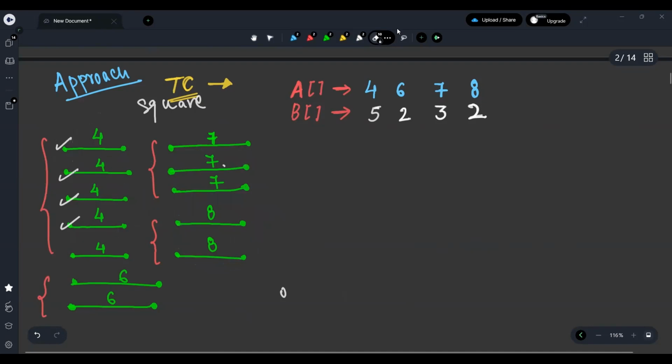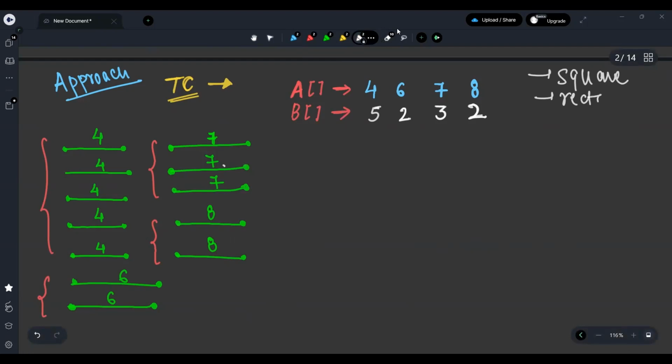And now this will be, yes. So let's first create the rectangle. Initially what I had done, I had created the square, then I had created the rectangle. Now what I am doing, let's create the rectangle first, then make the square. So let's see how we'll do this.